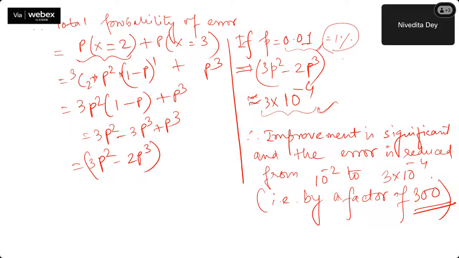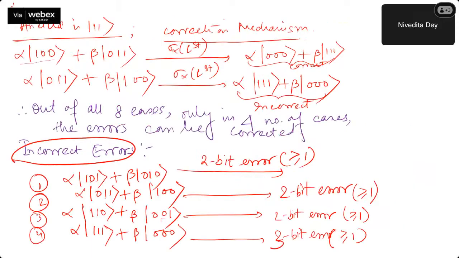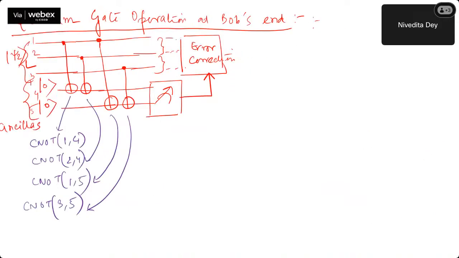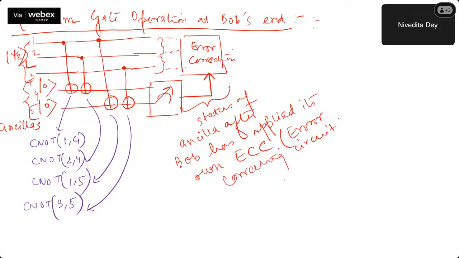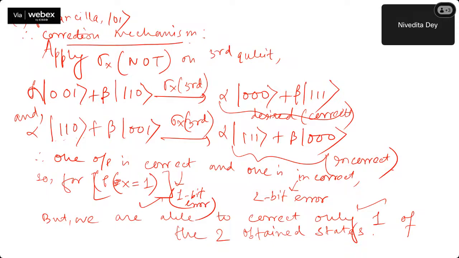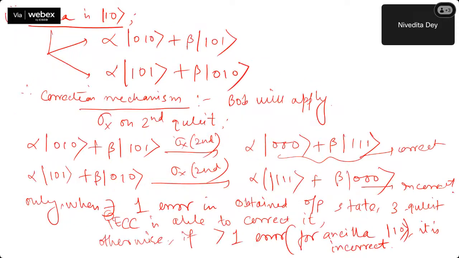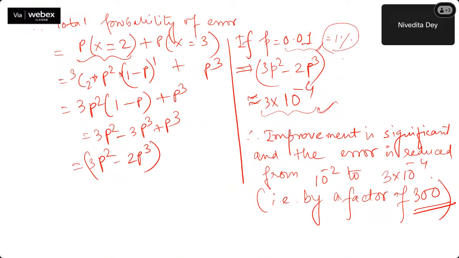Got it? Now, see here in this circuit, whatever was the status of the ancilla, this is what I am referring to. This is the status of the ancilla after Bob has applied his own error correcting circuit. Whatever is the status, that will again feed to an error correction circuit, and based on that, for each of the values of the obtained ancilla, there are four possible decisions, or say a function table that was defined.